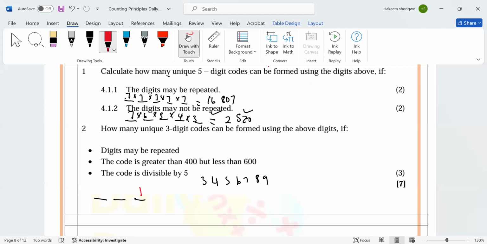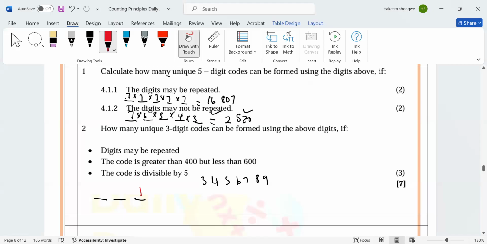Do you want me to repeat this? The condition says the code is divisible by 5. For something to be divisible by 5, it should end with 0 or 5. But in this case, because we don't have 0, we're not considering that. So we check which value is divisible by 5, and we see that only 5 is. So we put that at the end. How many 5s do you have? Only 1, so you put 1 here.